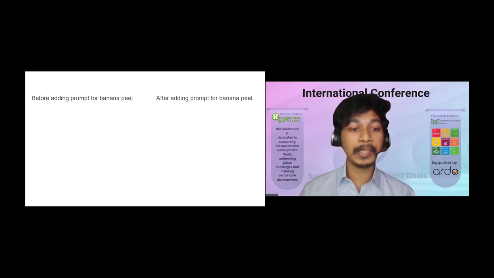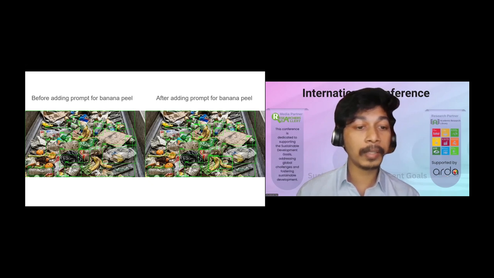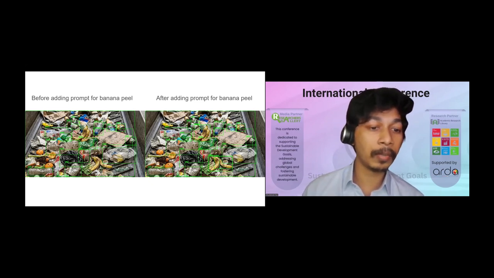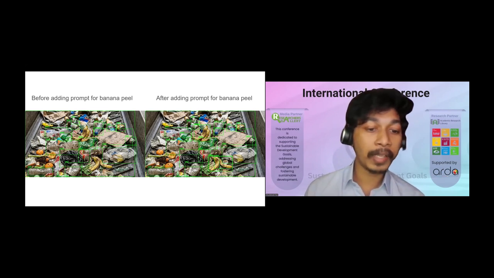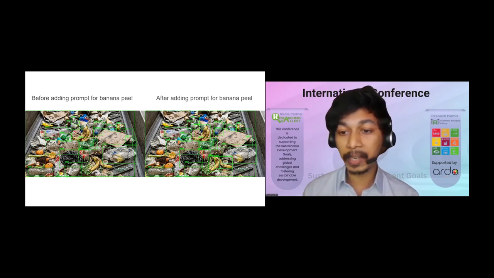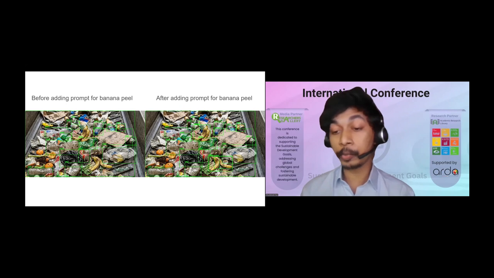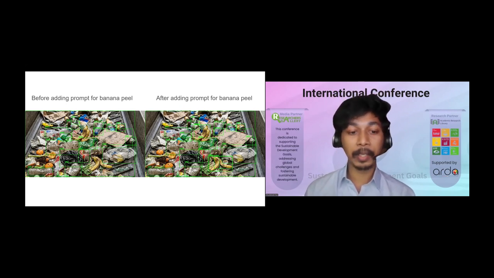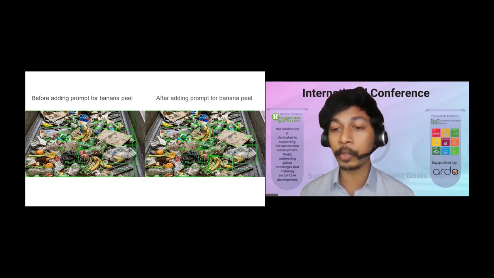Next, we see an example of my test cases. The image on the left shows an output from the model before adding the prompts required for classifying organic waste like banana peel. On the right, we have the same model giving another output after adding prompts for the banana peel. As we can see, on the left we don't have the banana peel classified, and on the right we have the banana peel classified as organic.